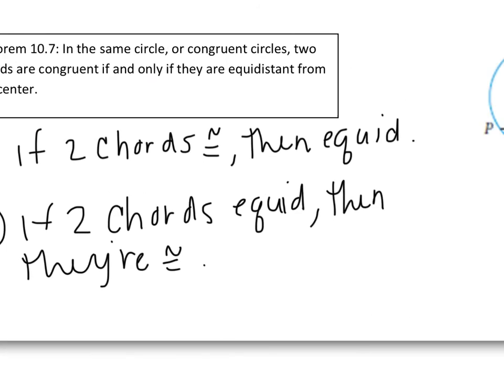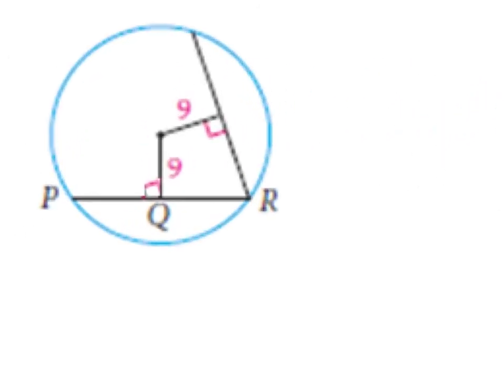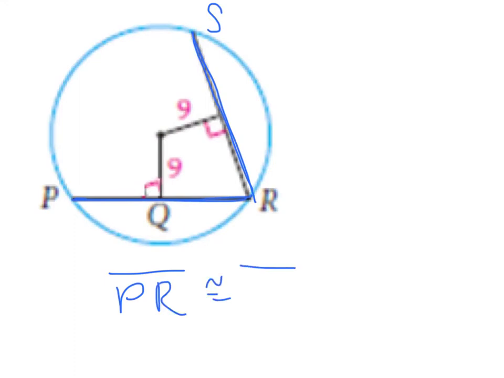So for example, here we are given two chords, and we know that they're equidistant from the center because this segment is 9 and this segment is 9 units. So these two chords are equidistant from the center, therefore we can conclude that this segment is congruent to this segment. These two chords are both congruent now. So PR, and we'll name this one S, so you know segment PR is congruent to segment RS.